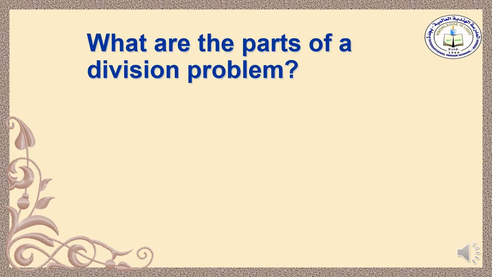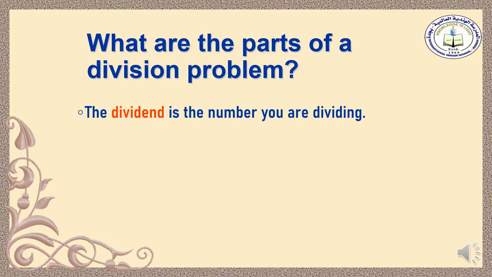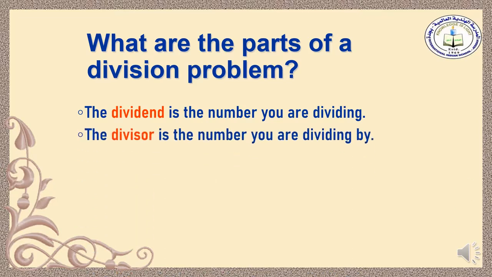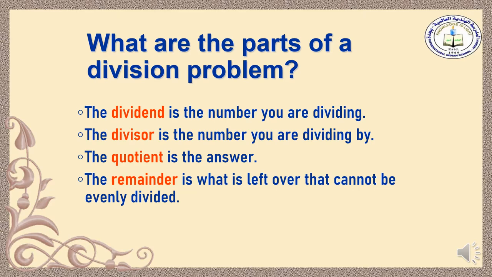What are the parts of a division problem? The dividend is the number you are dividing. The divisor is the number you are dividing by. The quotient is the answer. The remainder is what is left over that cannot be evenly divided.